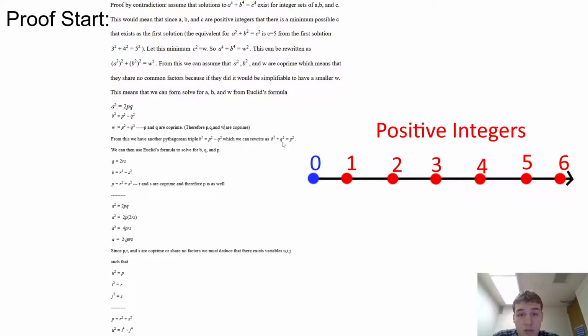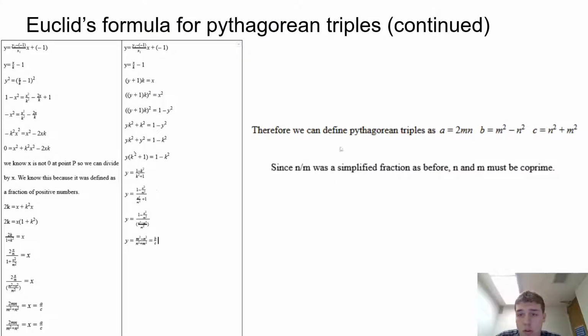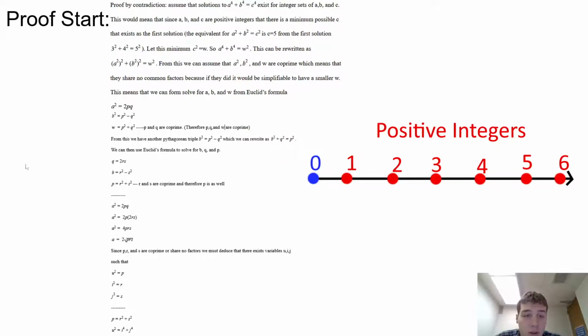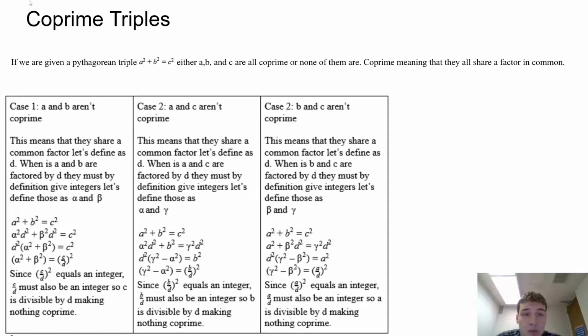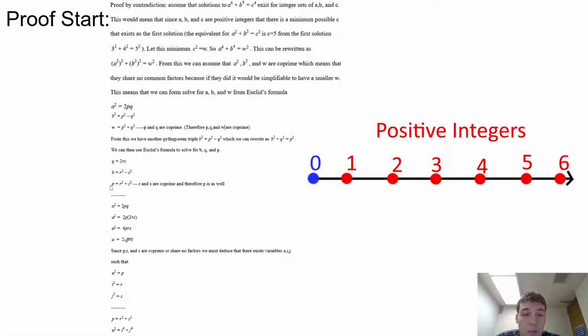Since this is a Pythagorean triple, we can use Euclid's formula again to derive q equals 2rs, b equals r squared minus s squared, and p equals r squared plus s squared. R and s once again form that fraction that we set over here. Therefore, they are coprime. Using coprime triples, we know that p is coprime with r squared and s squared, and therefore p is coprime with r and s. Knowing all this, let's move on to something else.